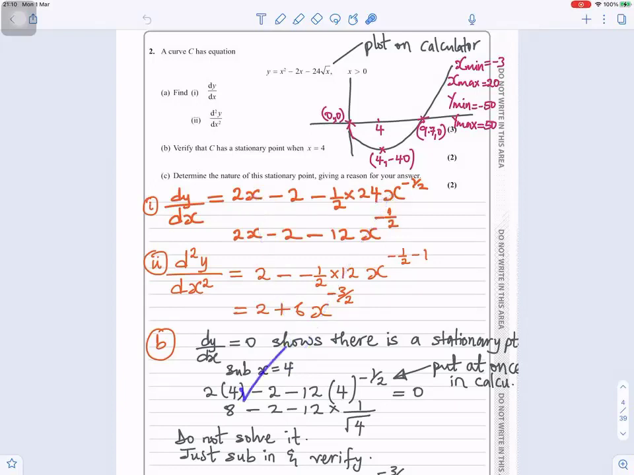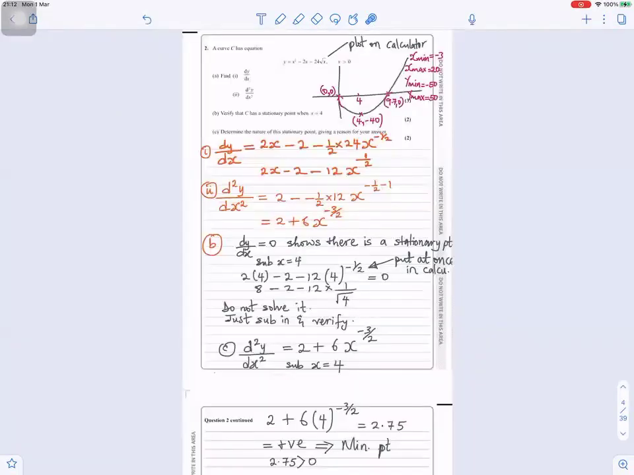You get 2 times 4 minus 2 minus 12 bracket 4 to the power minus a half. And you put it all in your calculator and press execute. So you do it at once, don't do 2 times 4 and things like that. And you will get 0. So you do not have to solve it, just sub in and verify. And that tells you it has a stationary point.